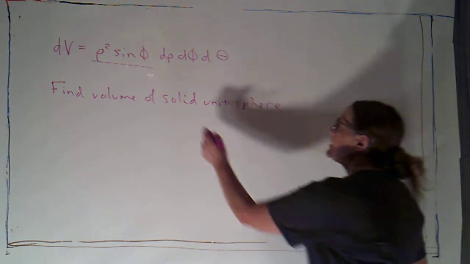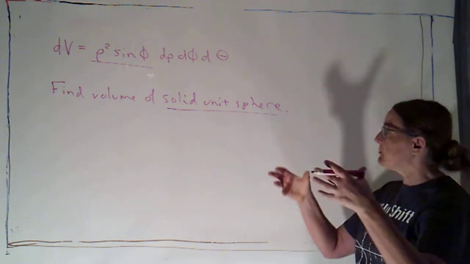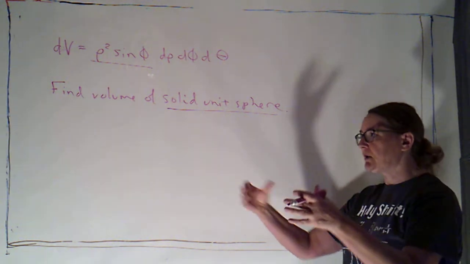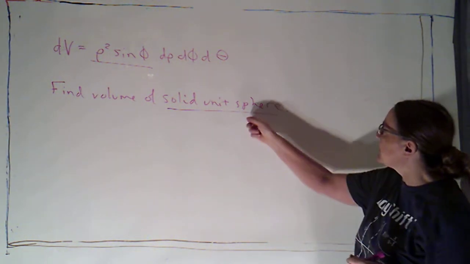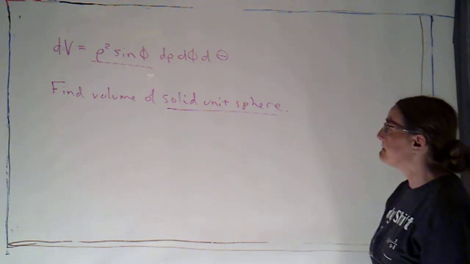Okay. And I'll just mention that when we have a solid sphere, that's often referred to as a ball. So if the book is talking about, hey, you've got a ball or something like that, they're talking about a solid sphere as opposed to the surface of the sphere.